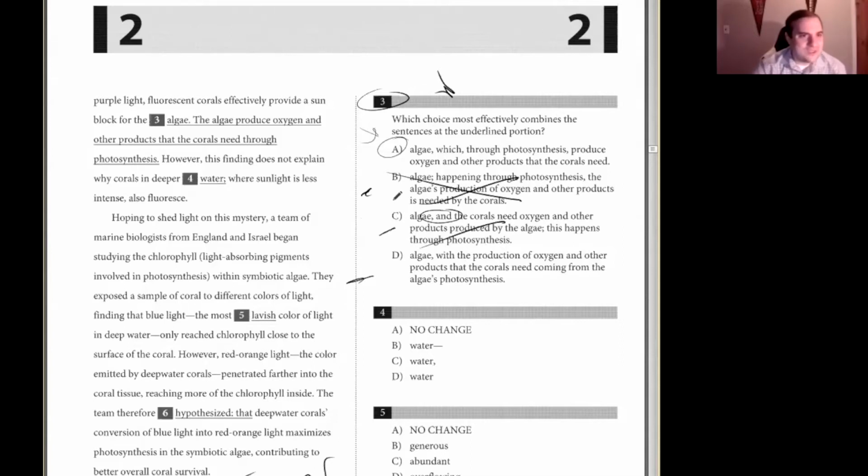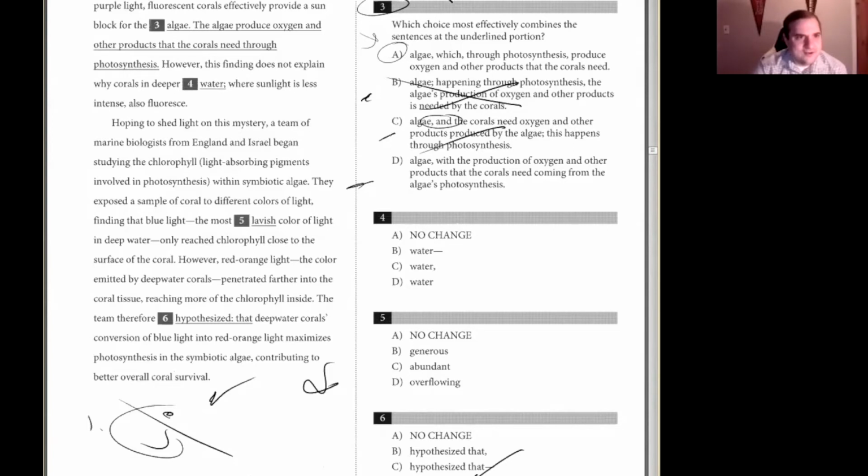Okay. All right. So now I take a look at 4. I immediately identify this as an independent clause question. There is a mix of punctuation marks, so we are in independent clause land, the world's least popular theme park. So let's take a look. Step 1, do we have an independent clause to the left? This finding does not explain why corals in deeper water. No, that is not an independent clause, right? It does not explain why corals in deeper water do what. We're not done with that thought, right? So we do not have an independent clause to the left.